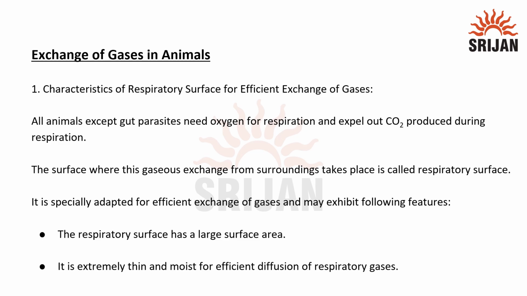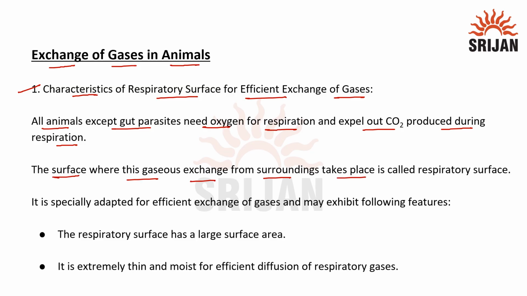In this video, we will learn about exchange of gases in animals. First is characteristics of respiratory surface for efficient exchange of gases. All animals except gut parasites need oxygen for respiration and expel out carbon dioxide produced during respiration. The surface where this gaseous exchange from surrounding takes place is called respiratory surface.